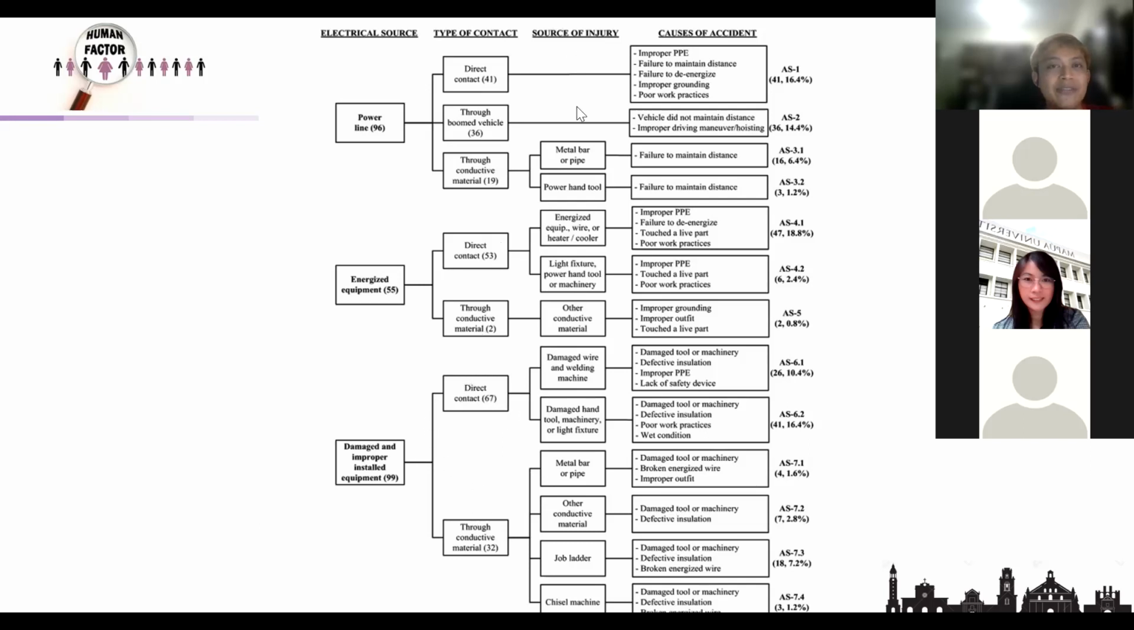For example, if it's the power line, it's very obvious: direct contact, of course you die. But it can also be power line and conductive material. What kind of material? The source of the material, for example a metal bar or pipeline. You die, and so on. So basically, all electrocution types can be classified into the CHAID. Something like this.